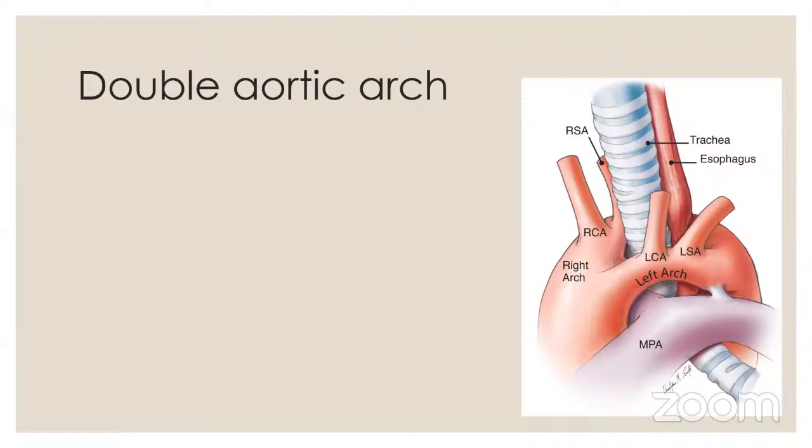The posterior arch, which is the right one, usually gives rise to the right common carotid and the right subclavian artery, and it is usually larger than its left counterpart. The left arch gives rise to the left common carotid artery and the left subclavian artery. Now the segment between the left subclavian artery and the descending aorta can be atretic or patent. When it's patent, the size can be quite wide.